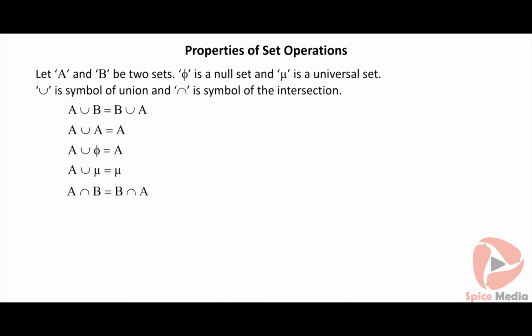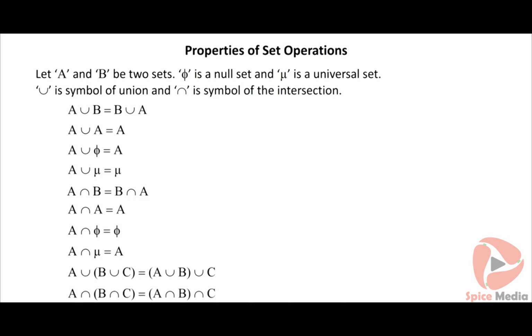A intersection B is equal to B intersection A. A intersection A is equal to A. A intersection phi is equal to phi. A intersection mu is equal to A. A union B union C is equal to A union B union C. A intersection B intersection C is equal to A intersection B intersection C.